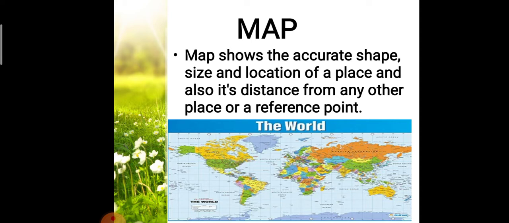Dear students, maps are always drawn on scale because it is impossible to show the actual distance of two places on a piece of paper on a flat surface. So that is why maps are always drawn to scale.